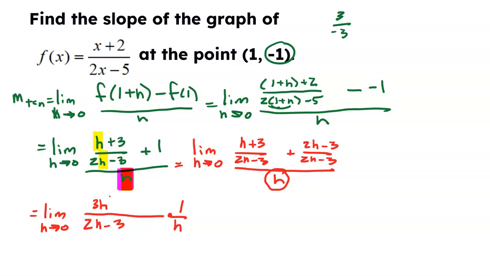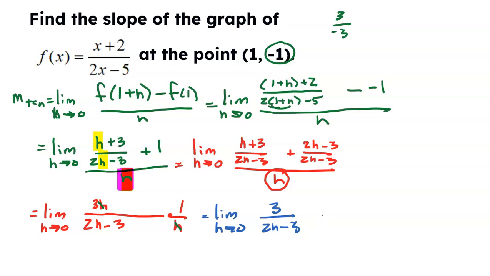Now, this is actually awesome because check out what's about to happen. This is what I've been waiting to happen. This h and this h will cancel because they're common factors. h divided by h is 1. So I get the limit as h approaches 0. I have just a 3 on top and a 2h minus 3 in the denominator.